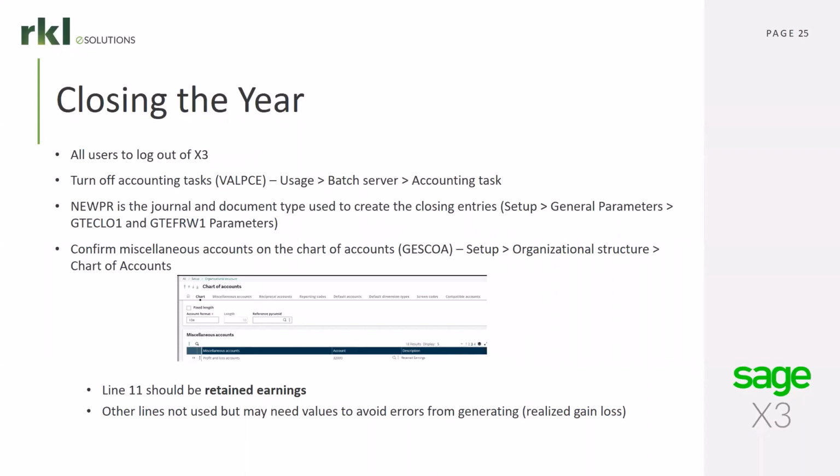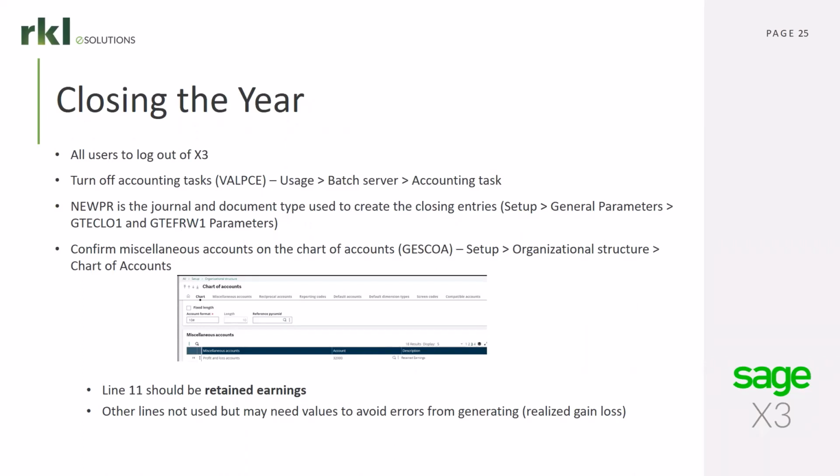After you've closed your 12th period or the last period of your year, you want to proceed to close the whole year. These are some prerequisites we recommend. All users to log out of X3. Some versions of X3 will actually check to see if all the users are out. Some versions don't. We recommend it because it prevents users from doing anything that might change your financials during the closing process. So it's a good thing to have the users out at the time you're doing this. It doesn't take too long.